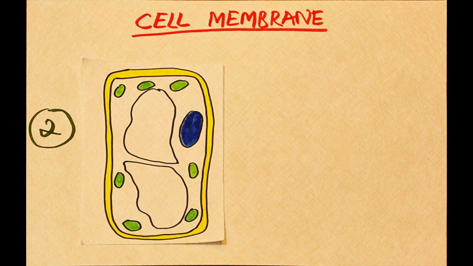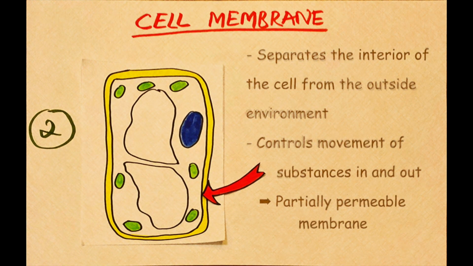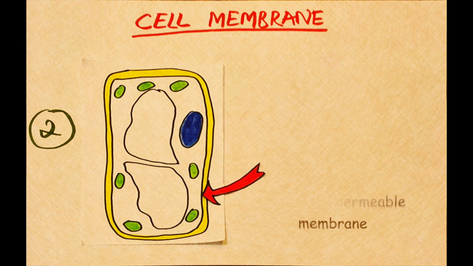The cell membrane, also known as the plasma membrane, is a double layer of lipids and proteins that surrounds a cell and separates the cytoplasm from its surrounding environment. It is selectively permeable, which means that it only lets certain molecules enter and exit.